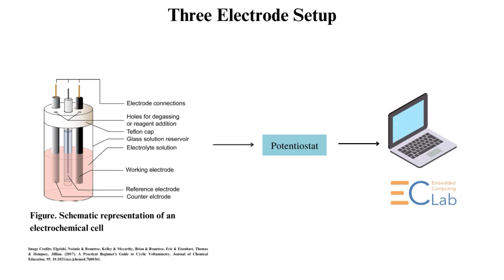From the potentiostat, which is connected to a personal computer, using different software like AC Lab, we can obtain the results of these electrochemical processes. We will use electrochemical techniques like cyclic voltammetry, linear sweep voltammetry, electrochemical impedance spectroscopy, chronoamperometry, etc. for analyzing various properties of our reaction.